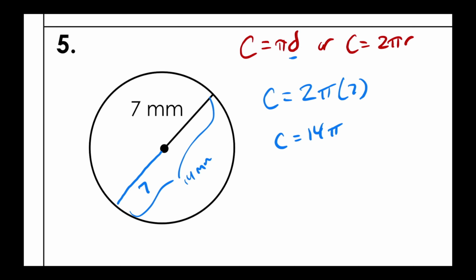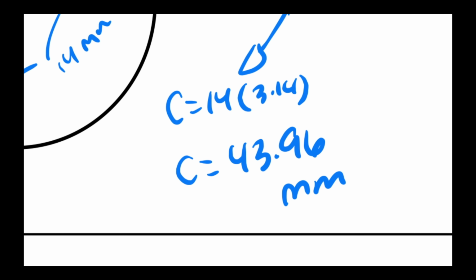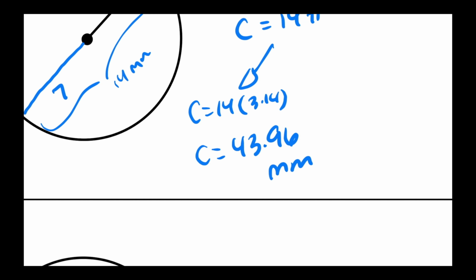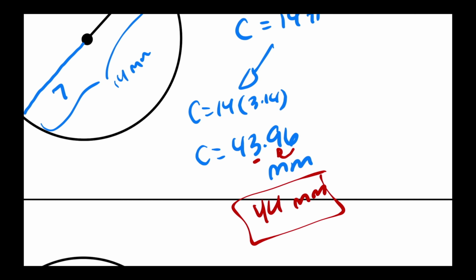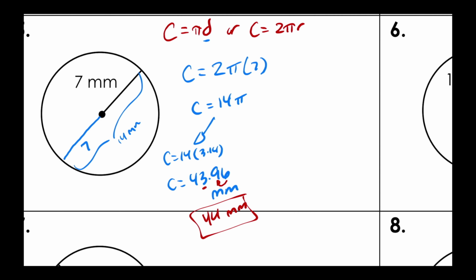So 14 pi. And again, if you want to be quick and just put 14 times the shortcut 3.14 for pi, you get circumference equals 43.96 millimeters. And this is part of the question: Mister, what if I rounded? So if you put 44 millimeters because you round, that's fine. But if you're that student who wants to be precise, no, mister, I'm not going to round, I'm going to be as precise as possible.